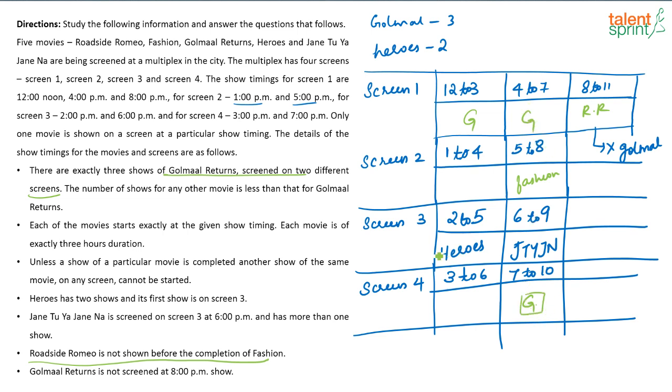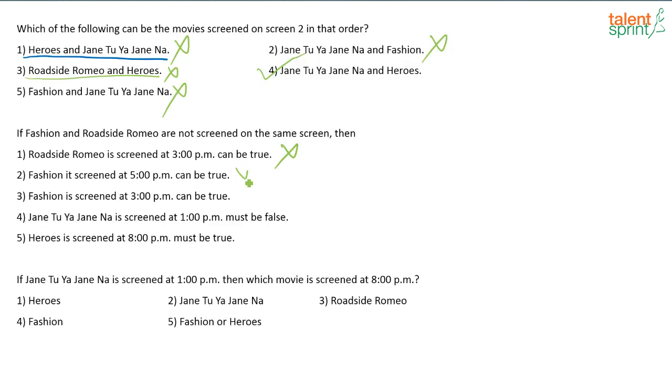Now, where can I place Heroes? Heroes is there till 2 to 5, first show. The second show has to happen after 5 o'clock. See, after 5 o'clock, all the positions are filled. So I cannot air Heroes for the second time. So this option is wrong. This cannot happen. Fashion can't be screened at 5 p.m.